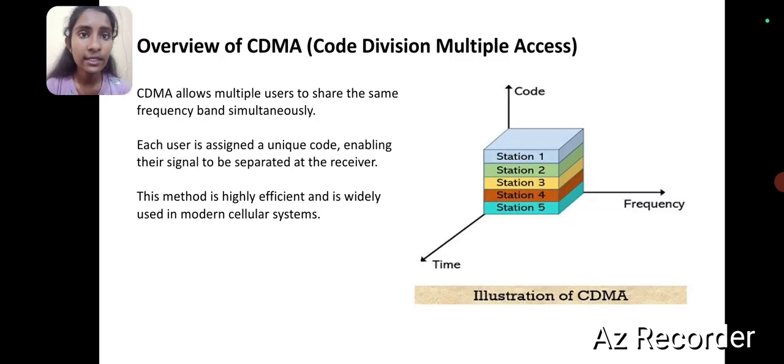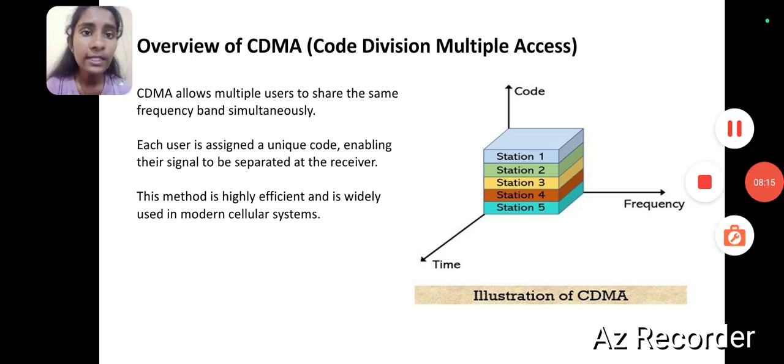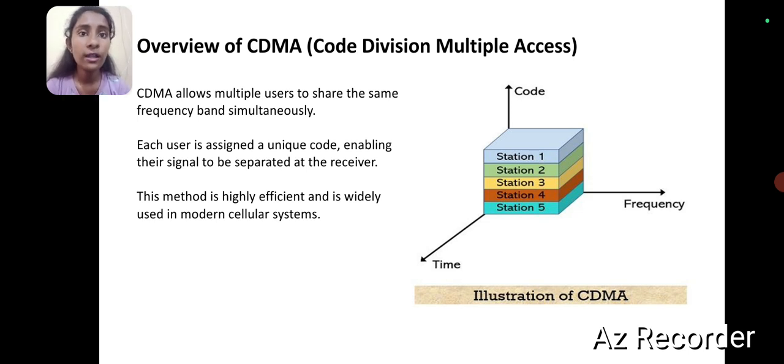Next, we have CDMA. CDMA is code division multiple access. CDMA basically allows multiple users to share the same frequency band simultaneously. Each user is assigned a unique code, enabling their signal to be separated at the receiver. This method is highly efficient and is widely used in modern cellular systems. Here we have an illustration of CDMA, station 1, station 2 and so on, with time, code and frequency. So this shows the division of TDMA, CDMA and FDMA.